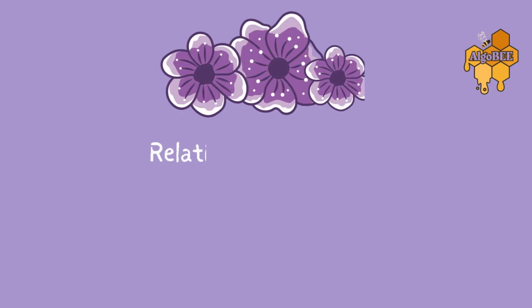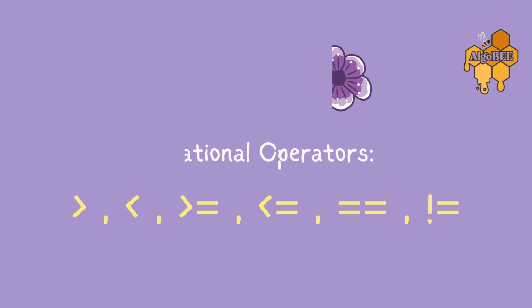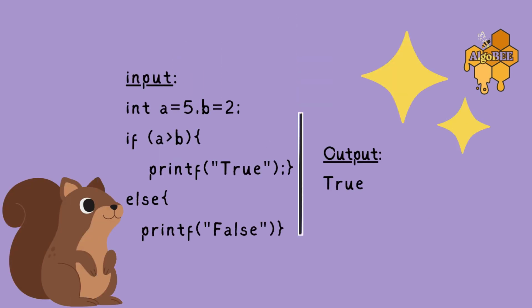Now let's move on to our relational operators. Here are greater than, smaller than, greater equal, smaller equal, equal, not equal. Let's see some examples.